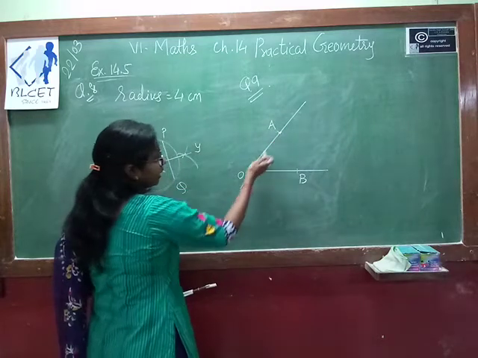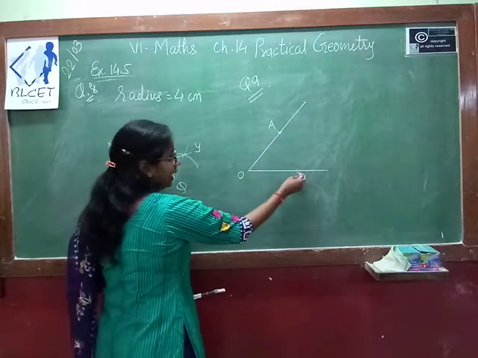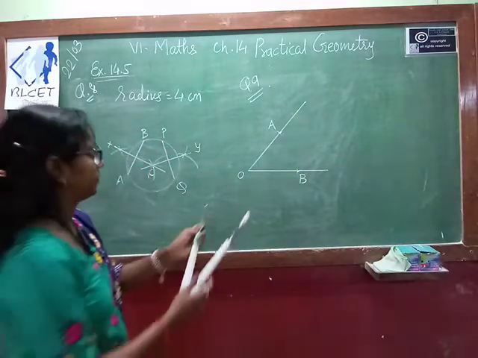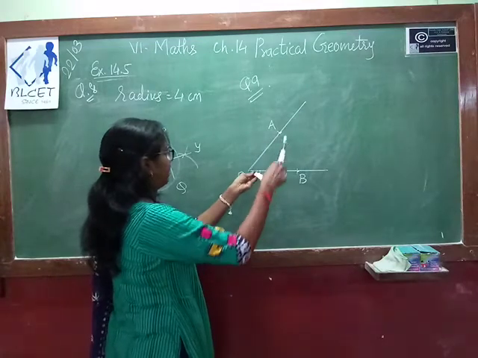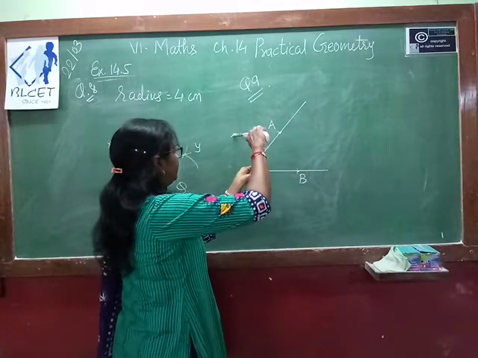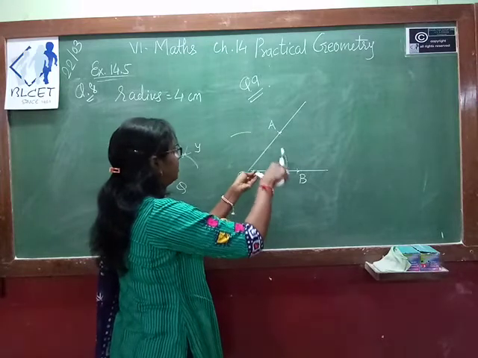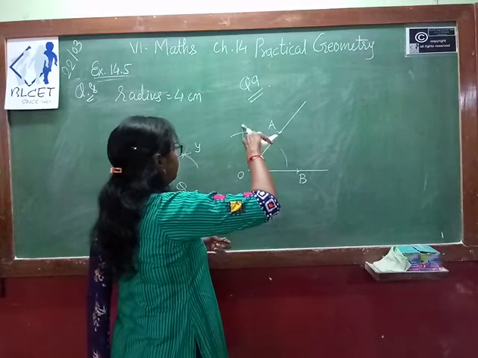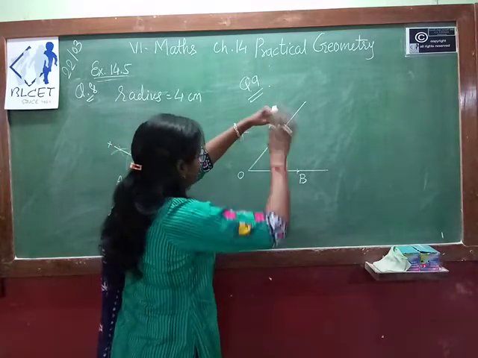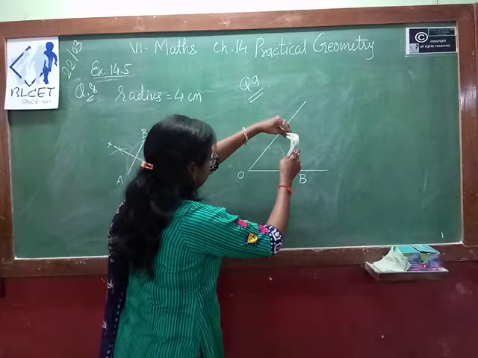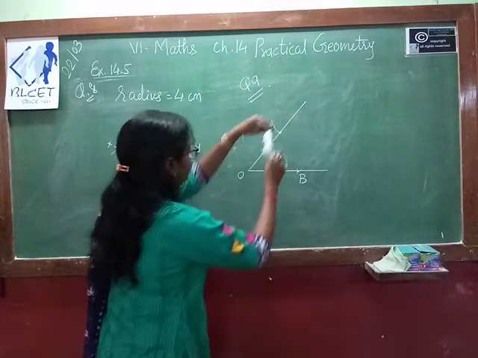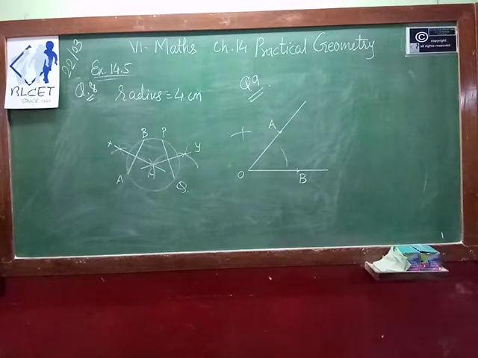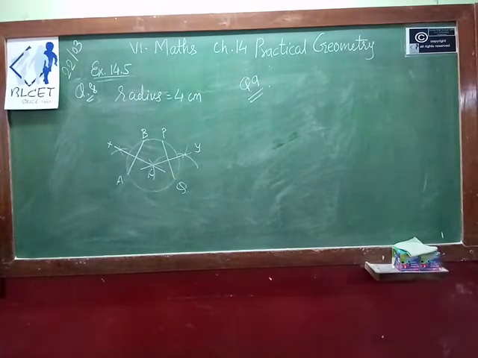We find the perpendicular bisector of OA and perpendicular bisector of OB. So let's see. More than half measurement we can take. Above and below we draw an arc. Same from here. Wait. Let's try one more time. Again I am drawing.